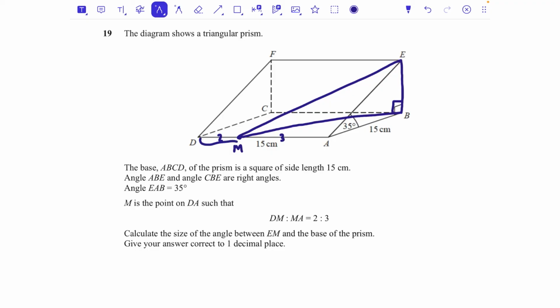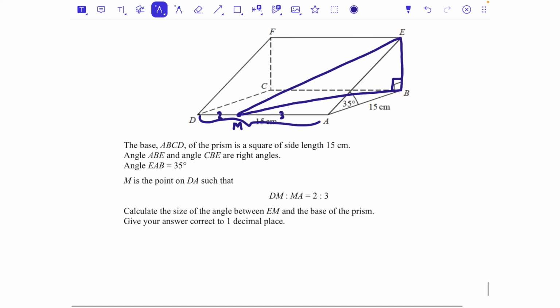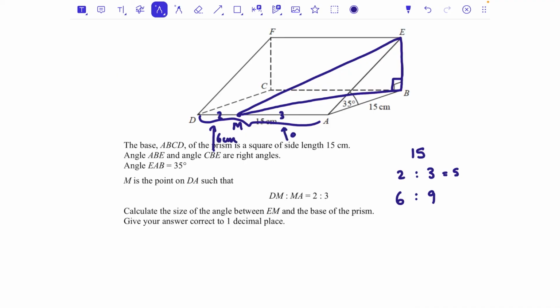I know that this line is in the ratio 2 to 3. So I'm going to take 15 and share it in the ratio 2 to 3. 15 divided by 5 equal piles is 3. So 2 times 3 is 6 and 3 times 3 is 9. So I know that this is 6 centimetres and this is 9 centimetres from here to here.